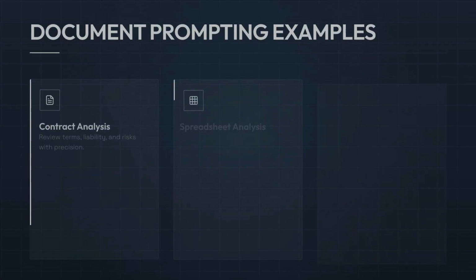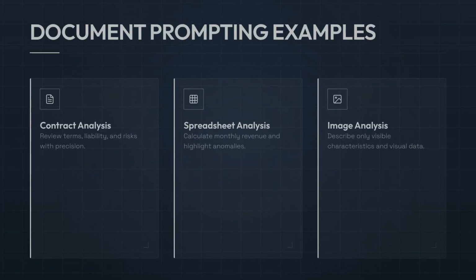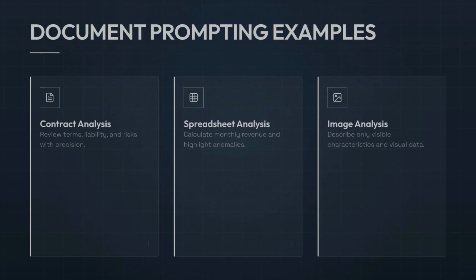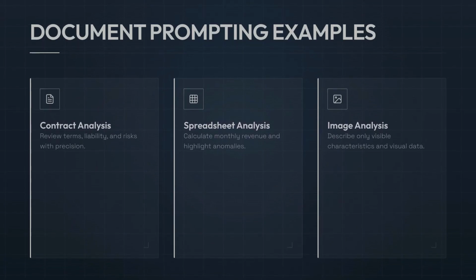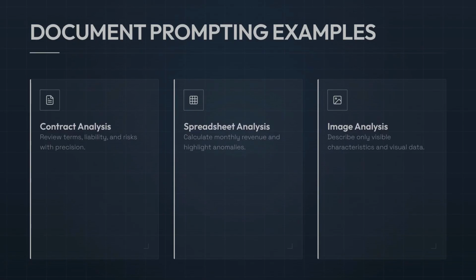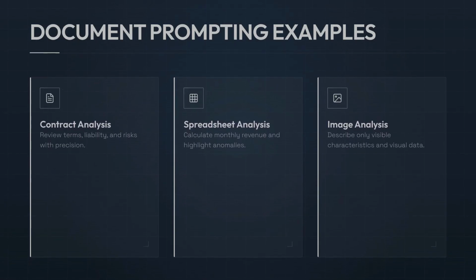Modern AI systems can work with more than simple text questions. Depending on the platform, users may provide PDF documents, spreadsheets, meeting transcripts, source code, or photographs. Let's see how to prompt with them. When prompting with a spreadsheet, say: first, verify columns, calculate monthly revenue, highlight anomalies, but do not infer causes. For an image: describe only visible characteristics. Do not identify model unless label is readable.